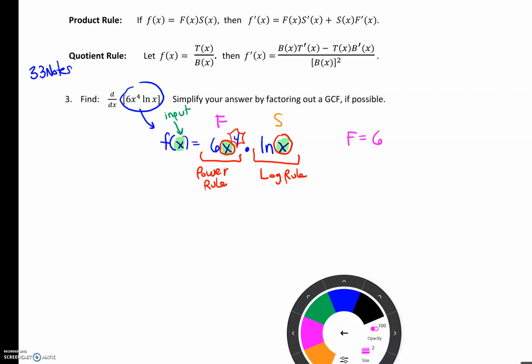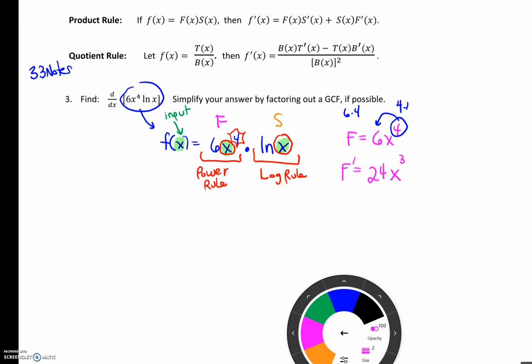My first term is 6x to the 4th. That's just straight up power rule. I drop my exponent down to the front. I multiply it with 6. That's 24. I rewrite the base exactly as I see it. It's a plain old x. I decrease that exponent by 1, so it becomes a 3.